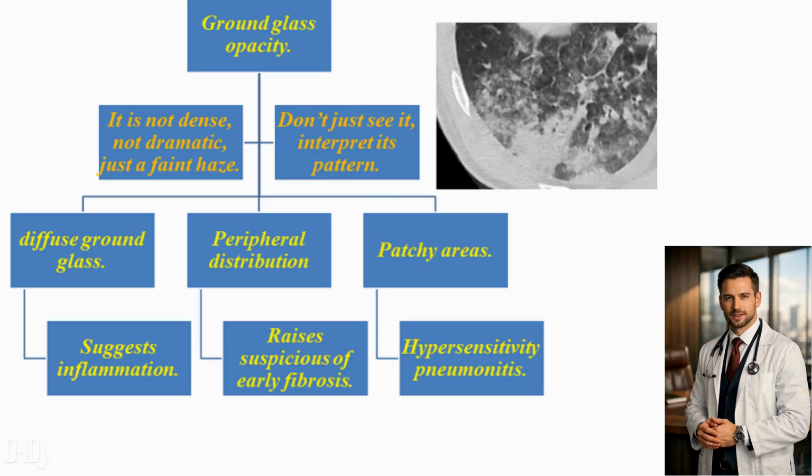The ground glass pattern, which is usually seen early in any type of interstitial lung disease, don't just mention it, but interpret its type. If it is diffuse in pattern, it suggests inflammation in origin. If it shows peripheral distribution, this appearance raises suspicion of early fibrosis. Finally, if it is patchy in pattern, the diagnosis is hypersensitivity pneumonitis.